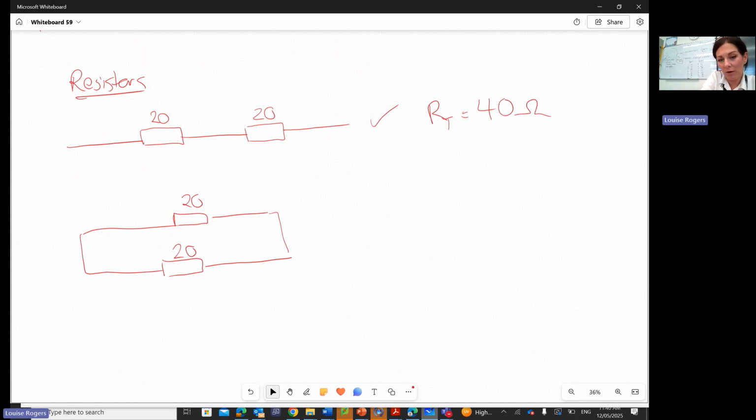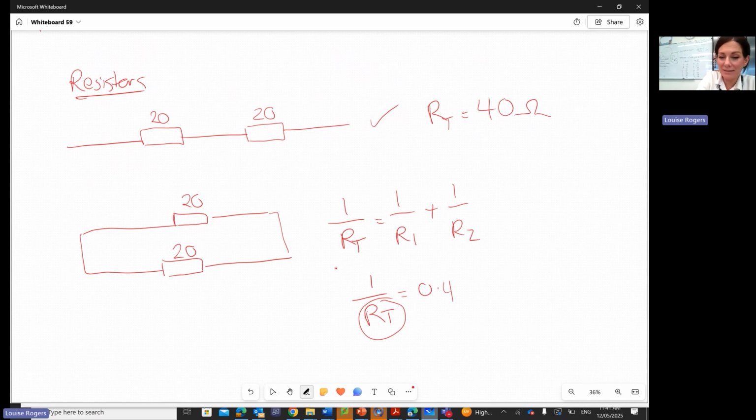But remember, if they are in parallel, we've got 1 over RT equals 1 over R1 plus 1 over R2. So this would be 1 over 20 plus 1 over 20. And then you just add them together. But remember, and it's the final step that people forget, that will then be equal to 0.05 plus 0.05, which is 0.1. That's going to be equal to, but you want RT, okay? So you're going to have to rearrange again in order to find RT.